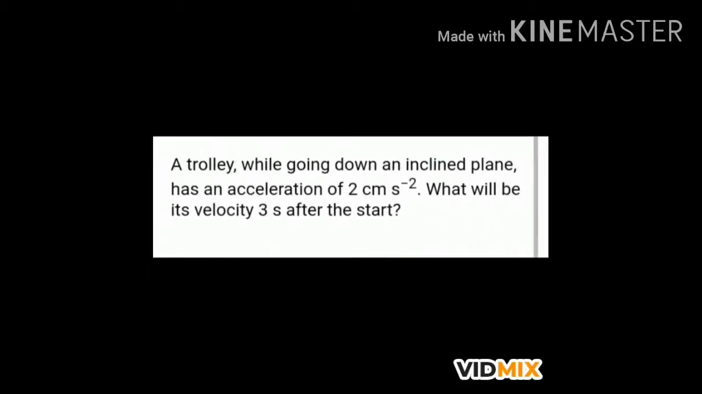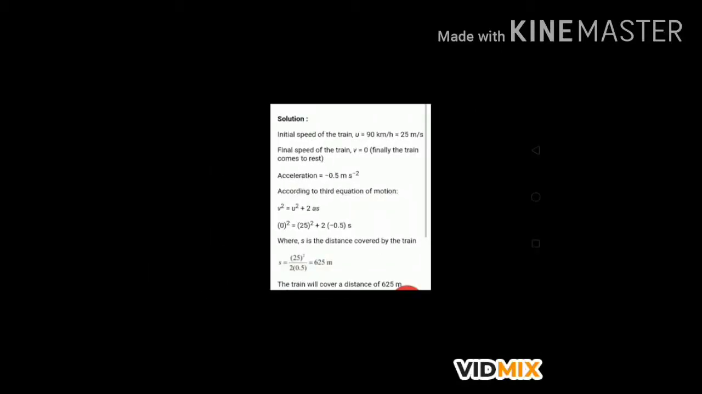So acceleration is minus 0.5 meter per second square. We will apply third equation of motion, that is v square minus u square equals to 2as. Then we will put the values where v is 0: 0 square equals to 25 square plus 2 into minus 0.5 into s. So the answer will be what? 625 meter.